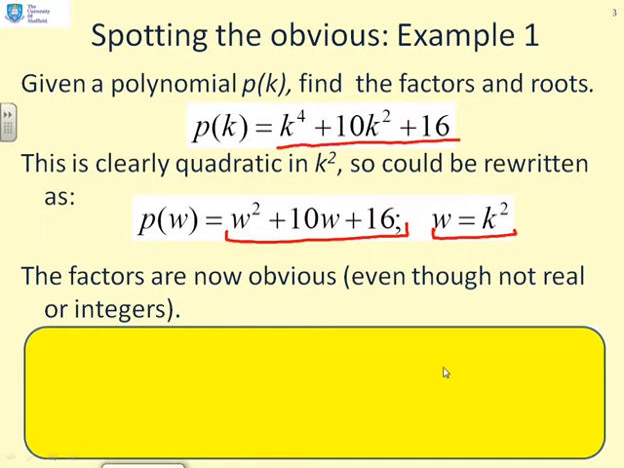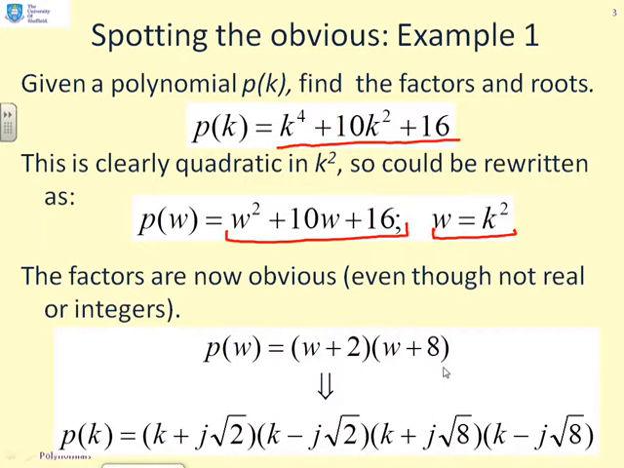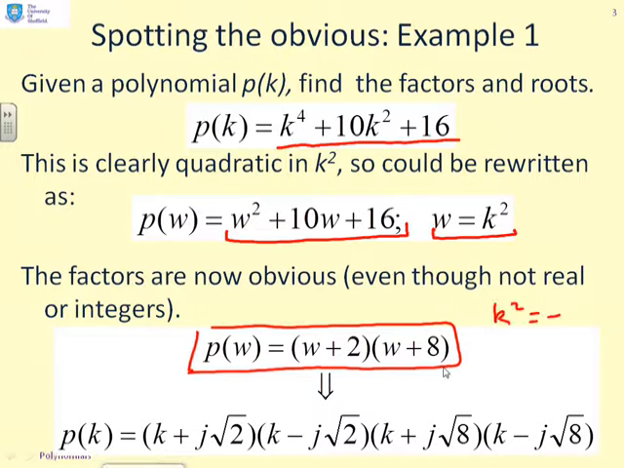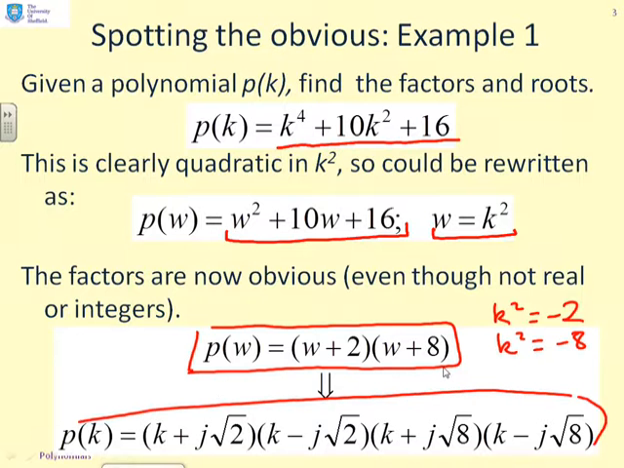Okay? Now the interesting thing here for this particular problem is if I solve this quadratic, and I've put the solution down here, you'll see I get p of w equals w plus 2 times w plus 8, and that implies that k squared equals minus 2 or k squared equals minus 8 are the roots. And you'll realize, of course, that you do not get real values of k as a solution to this. So I've written down at the bottom the actual solution. You've got 4 imaginary roots.